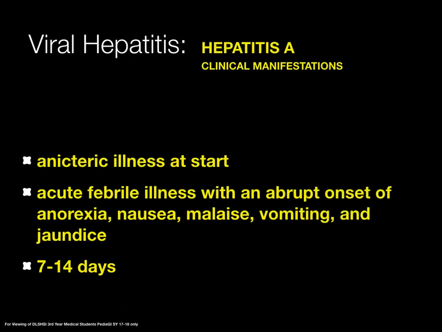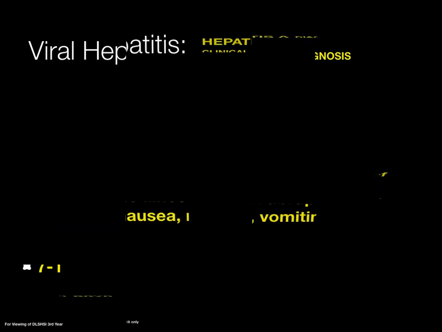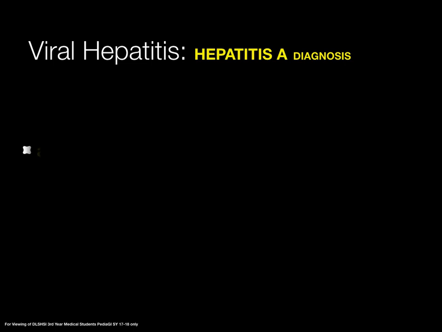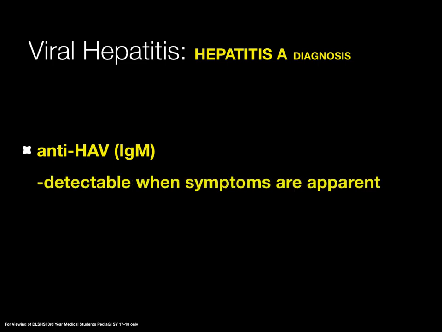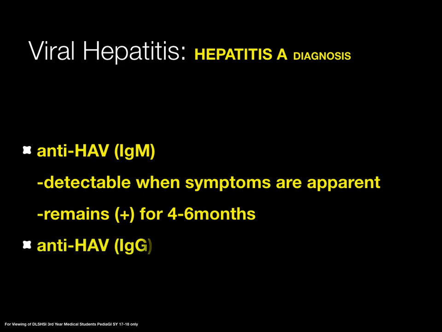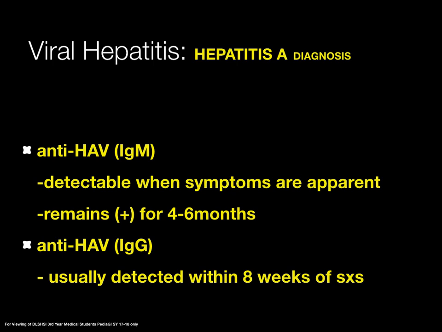Manifestations are anicteric illness at the start and then acute febrile illness with an abrupt onset of anorexia, nausea, malaise, vomiting, and jaundice. Usual duration is 7 to 14 days. You can request for anti-HAV IgM. It is detectable when symptoms are apparent and remains positive for 4 to 6 months. Anti-HAV IgG, on the other hand, is usually detected within 8 weeks of signs and symptoms.